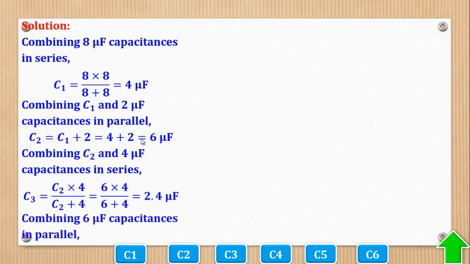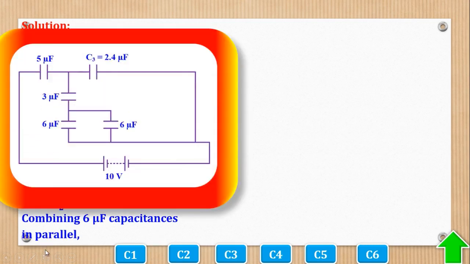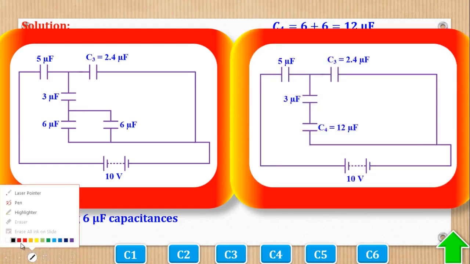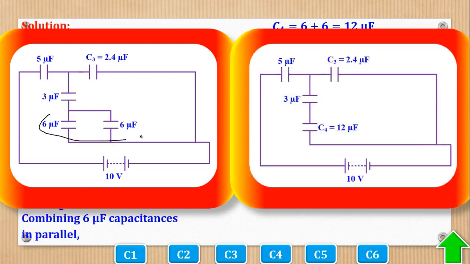So next we are going to combine the 6 microfarad capacitances in parallel. So we are going to combine these ones, these two which are in parallel. When you combine, you shall add them to come up with 12 microfarad. So that means that now these two have been combined in to give you one capacitance, which is this.